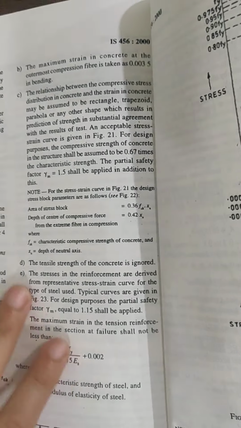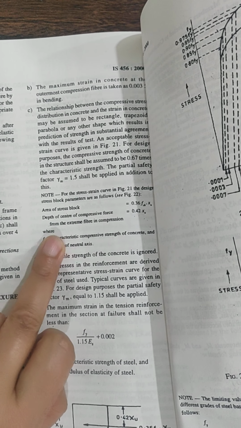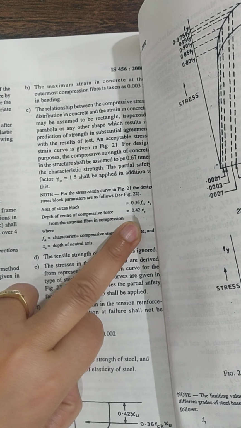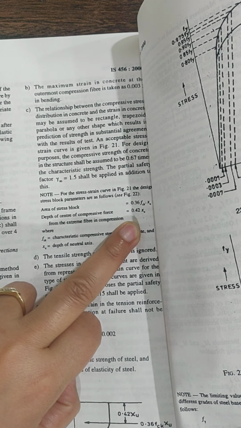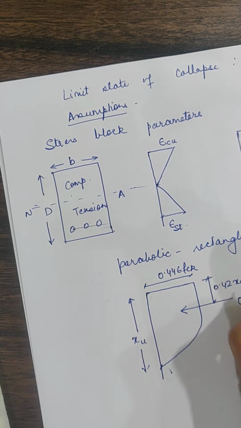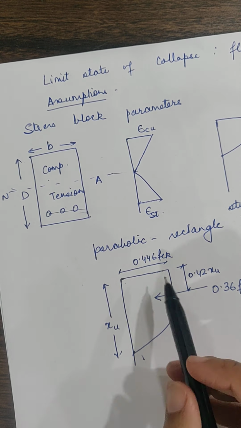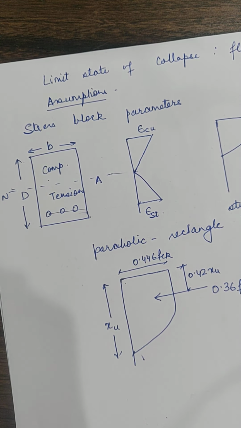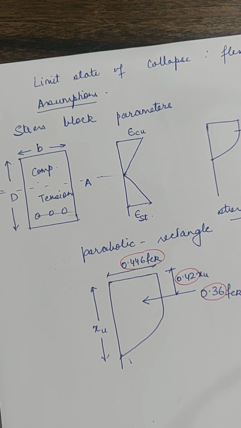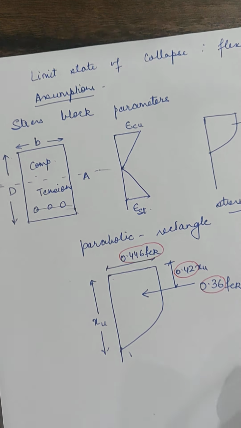Then the code says the distance of the center of the compressive stress from the extreme fiber will be 0.42 XU. So the code says that this value will be 0.42 XU. Now my question is, from where did I get these three parameters: 0.446 FCK, 0.42, 0.36? Are these some magic numbers or is there some calculation involved at the back of it? Yes, there is a calculation involved at the back of it. Let me just go through that calculation.